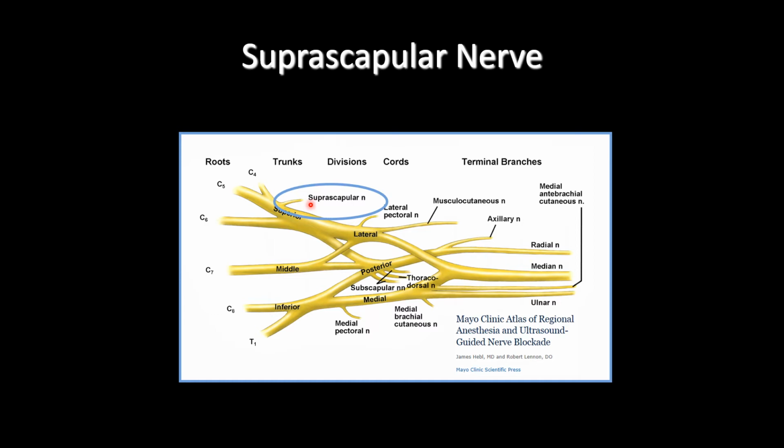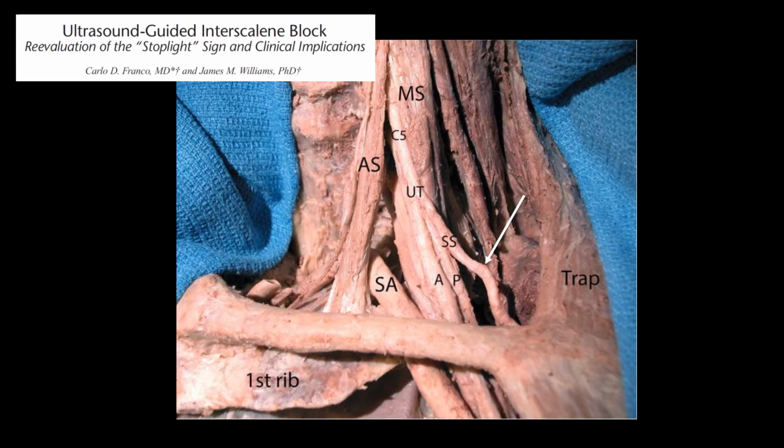As you can see, the suprascapular nerve comes off of C5 and C6. This is the cadaveric dissection of the brachial plexus, and you'll note here the suprascapular nerve branching off of the upper trunk. Of note, the suprascapular nerve is a large nerve. It's easy to see sonographically, a pretty easy target, and noting the neuroanatomy of the shoulder, this is one of the primary targets for providing analgesia for shoulder surgery.